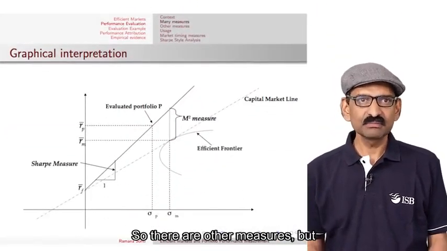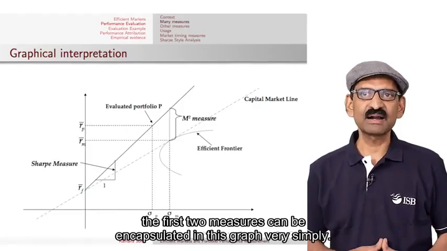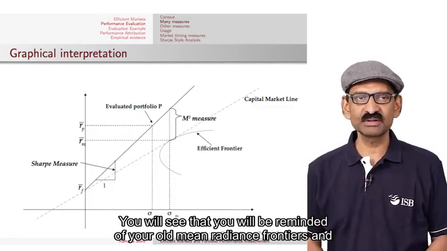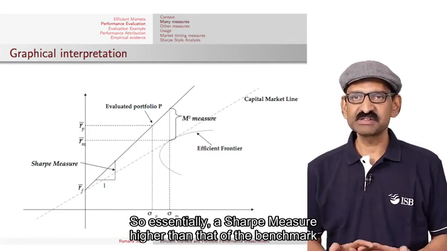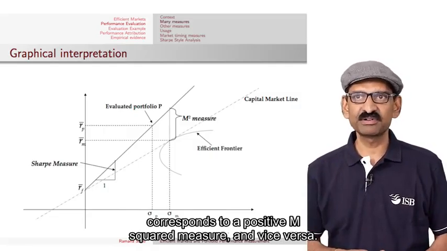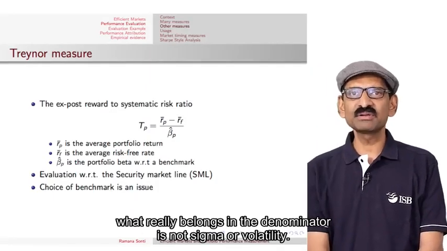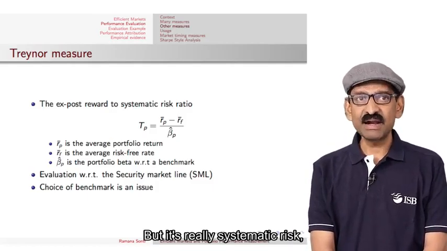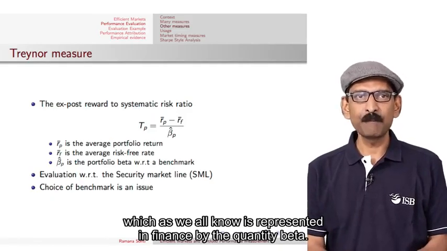So there are other measures, but the first two measures can be encapsulated in this graph very simply. You will be reminded of your old mean variance frontiers and mean standard deviation diagrams when you look at this sort of a measure. So essentially a Sharpe measure higher than that of the benchmark corresponds to a positive M-square measure and vice versa. Now there are other measures, and people will argue that what really belongs in the denominator is not sigma or volatility, but it is really systematic risk, which, as we all know, is represented in finance by the quantity beta.